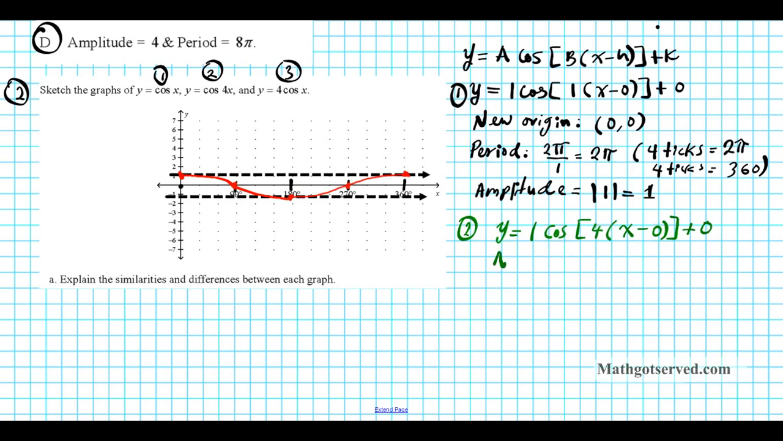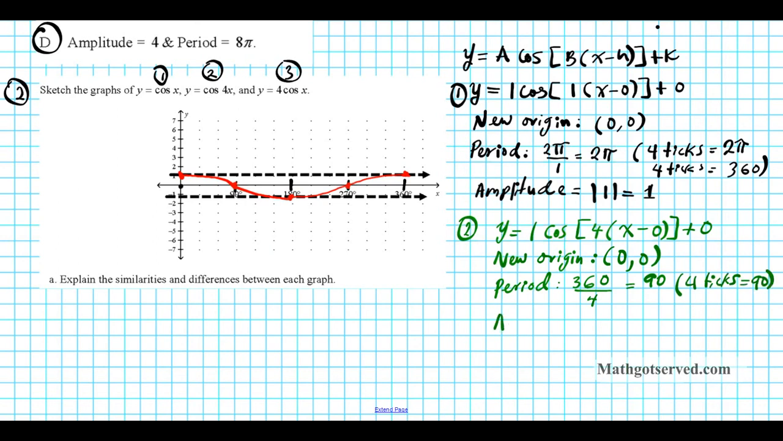Let's find our new origin. New origin is going to be the opposite of the number next to x, which is 0, and then the number that's been added or subtracted from this term, which is 0 also. Our period is going to be 2 pi, or let's use 360 this time. 360 and 2 pi are the same thing. So 360 over b is 4, so 360 over 4 is going to be equal to 90. So that tells us that for our calibration, 4 ticks is equal to 90.